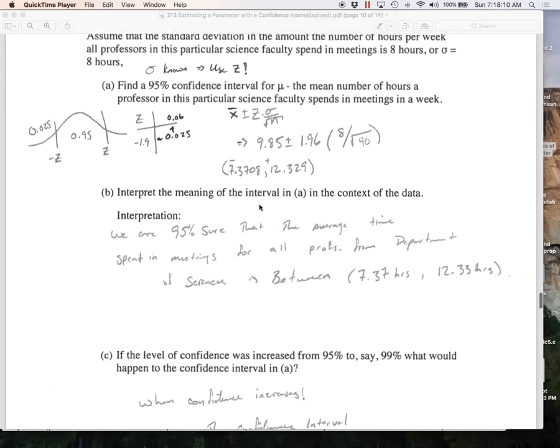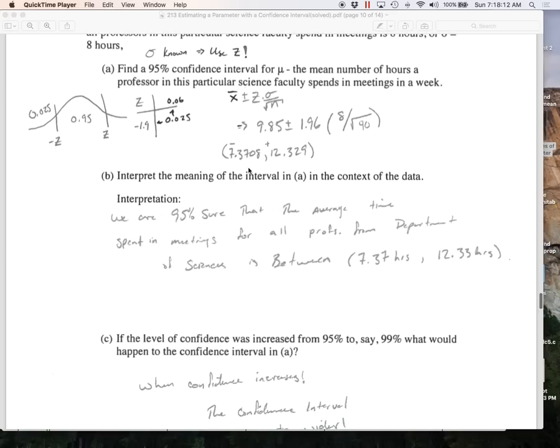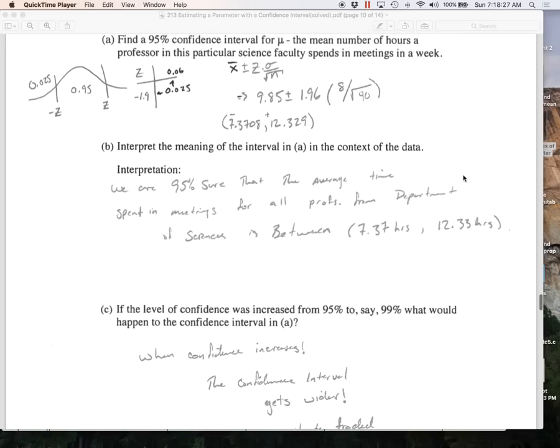Finally, we find these two interval values, and we can say that we're 95% sure. The average time spent in meetings for all profs, not just the 40 we sampled, is somewhere in between 7.3 and 12.33. Let's see how to do this in Minitab.